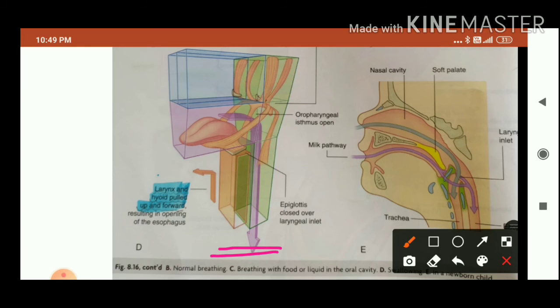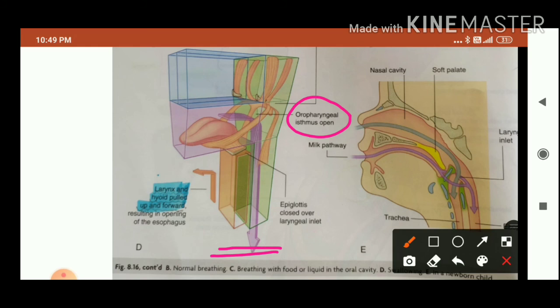During the deglutition process, the most important step is that the oropharyngeal isthmus opens. What is the structure which guards the oropharyngeal isthmus? Sorry, not the epiglottis: the oropharyngeal isthmus is guarded by the soft palate, and if the soft palate is elevated, the oropharyngeal isthmus opens. But what will be the role of the tongue in opening of the oropharyngeal isthmus?